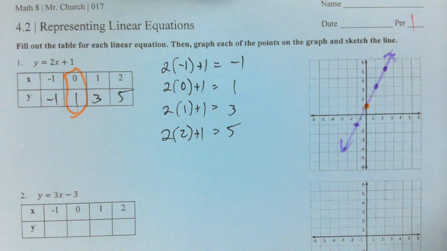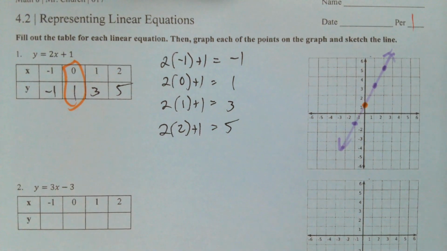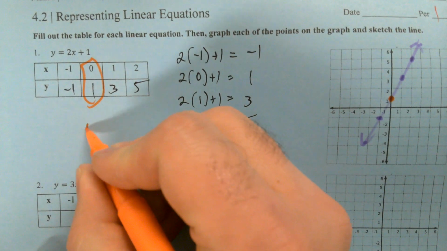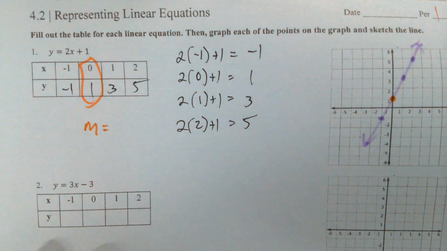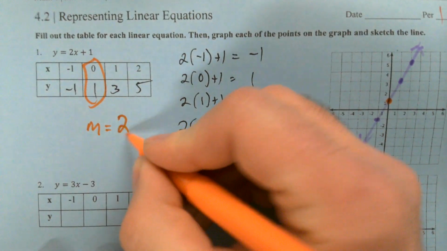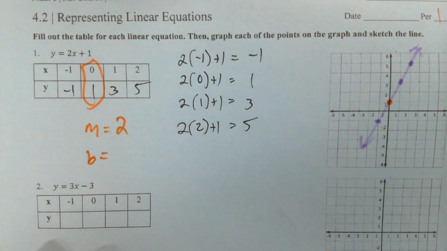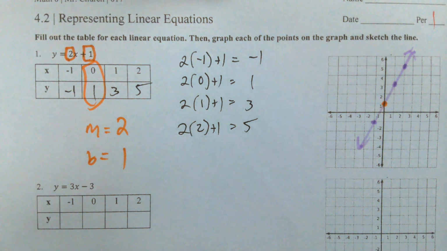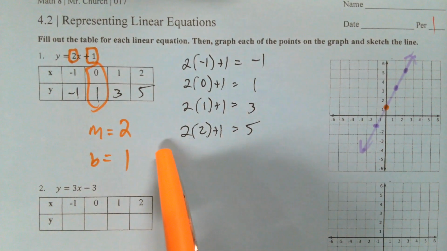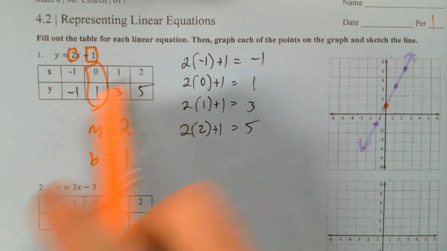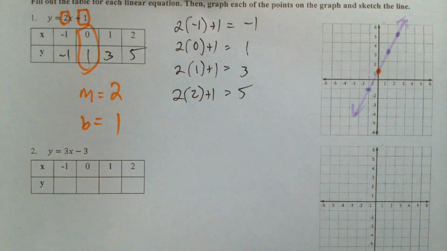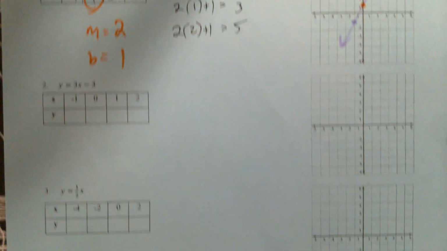In this case, we only have 4. The warm-up, we had 5, but either way, we get a nice straight line like that. What's my m, what's my slope here for this equation? 2. What's my b, what's my y-intercept? 1. 2 in front of the x, 1 coming after the x, m is 2, and b is 1. This is going to be the central part of 4.3 today, is identifying m and b. So hopefully we're familiar with that.